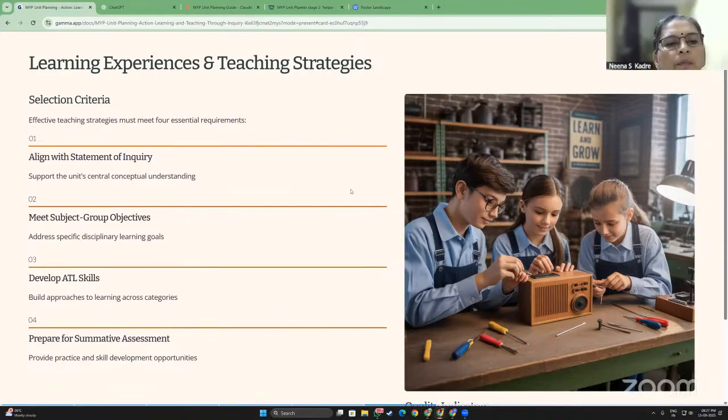Ma'am, under the learning experience and the teaching strategies, do we touch base on the pre-existing knowledge base, like the prior learning? Is that also a part of the learning experience? Yes, you will start with prior learning. Why do you need to do prior learning? What is the advantage of doing prior learning?